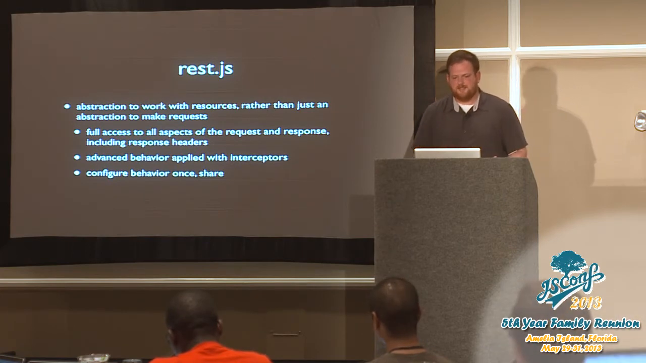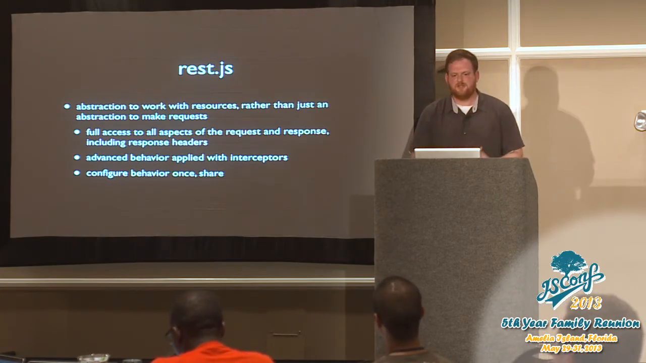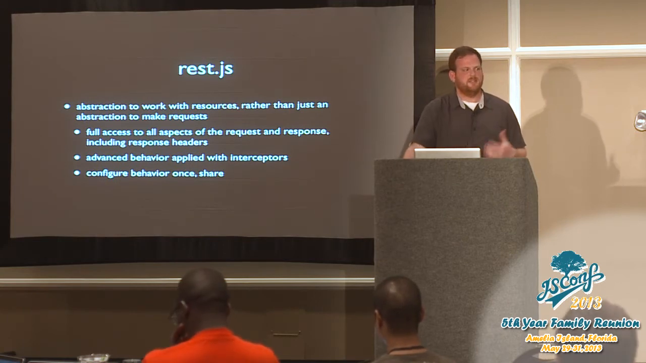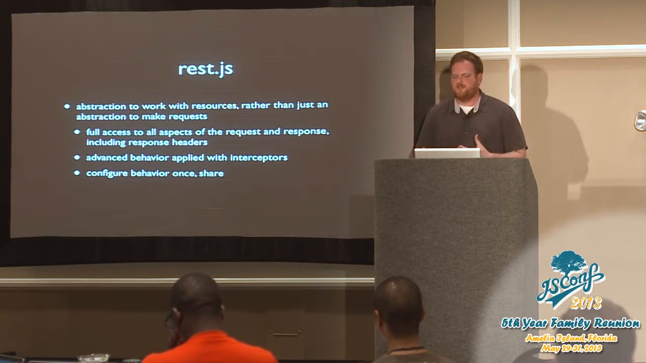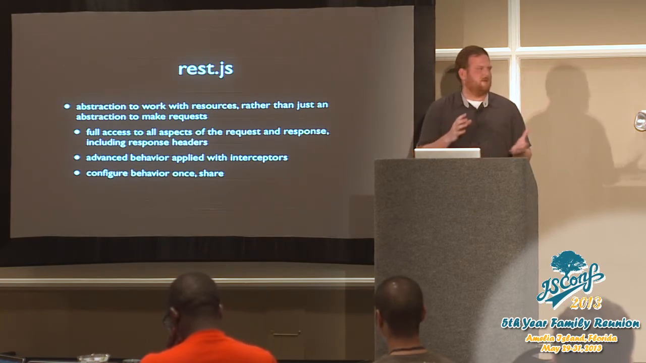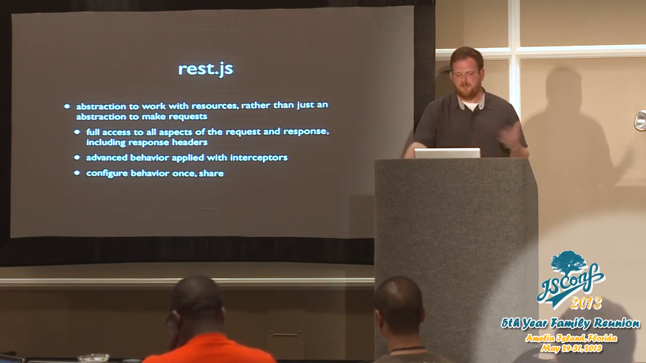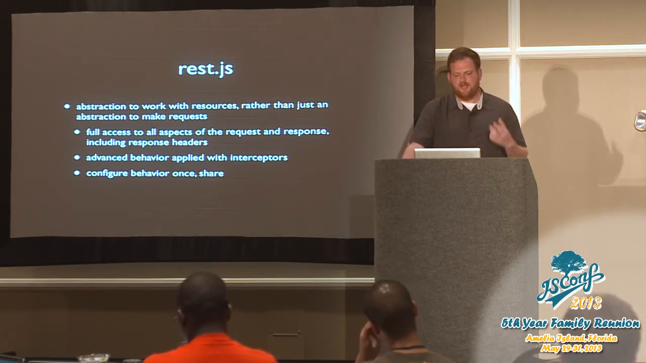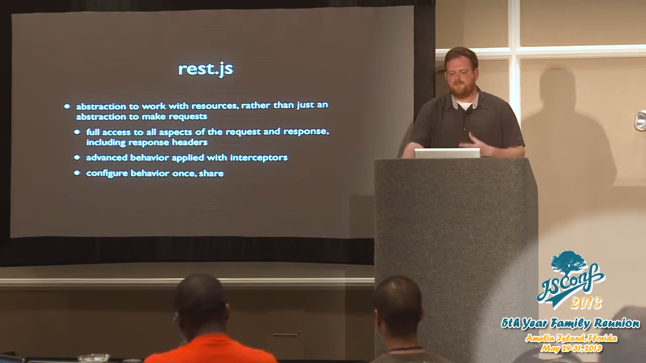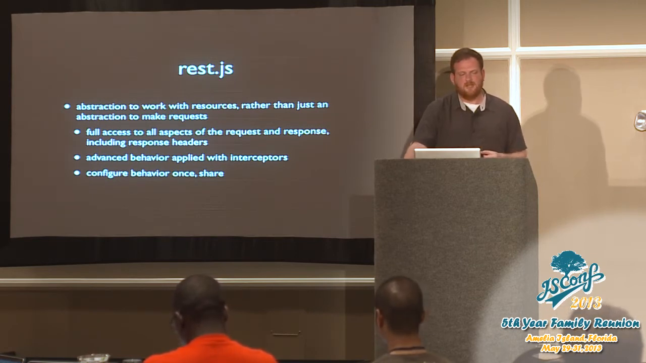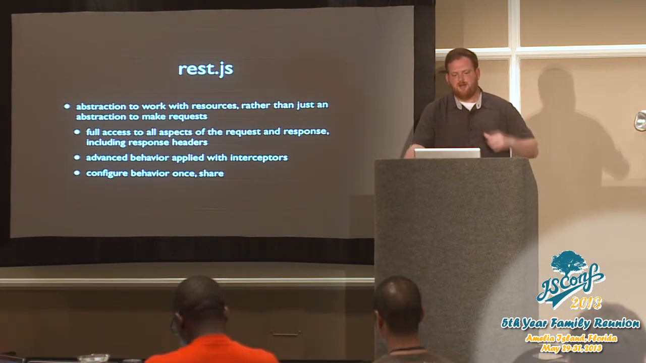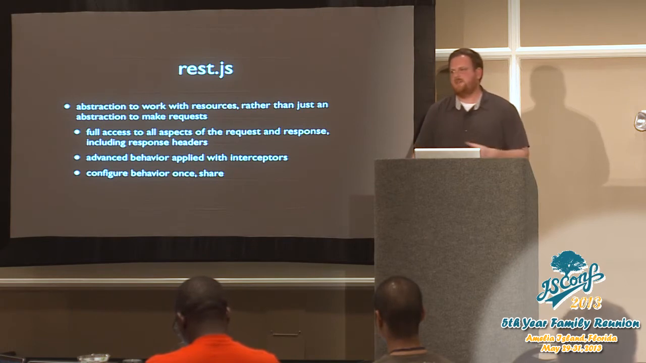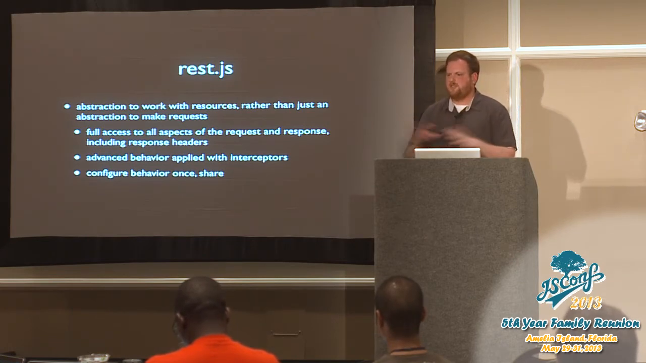So back to what rest.js is. As I mentioned earlier, it's an abstraction to work with resources rather than just an abstraction to make requests. Of course, we give you full access to the request and response objects, all the properties that you can put onto a request or a response. But really the advantage is that we have this notion of an interceptor that allows you to apply advanced behavior to that core request response facility, so that we're not baking a bunch of knowledge into the actual lowest level client, but we're applying it after the fact. And really what that allows you to do is configure your clients once and then share them with your application.